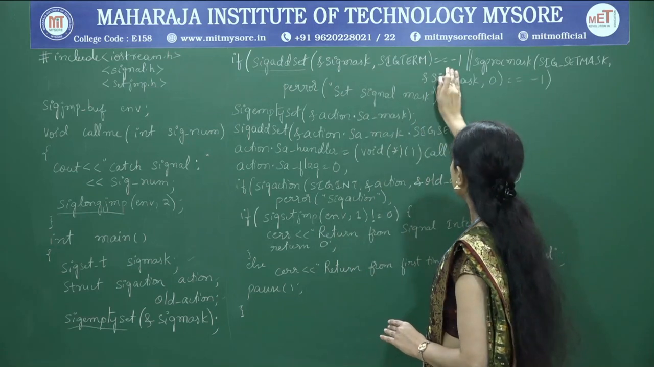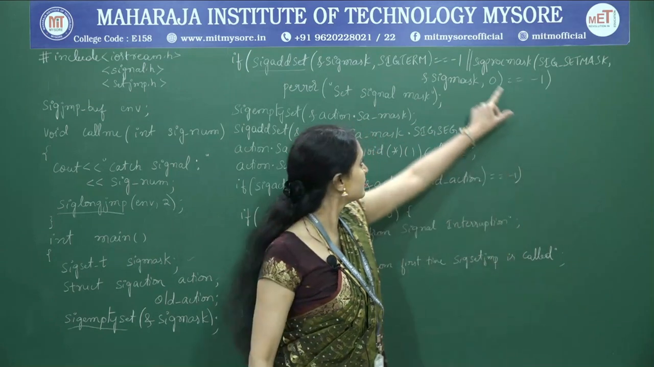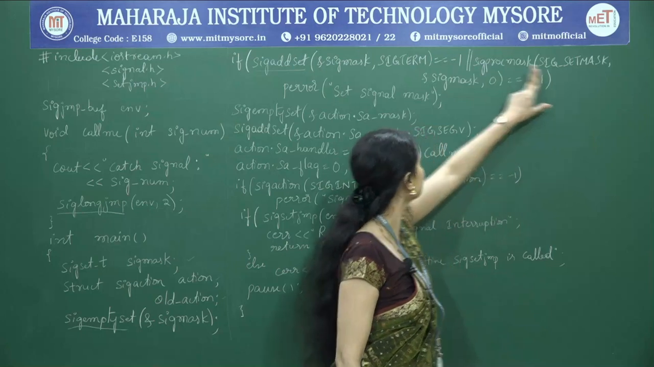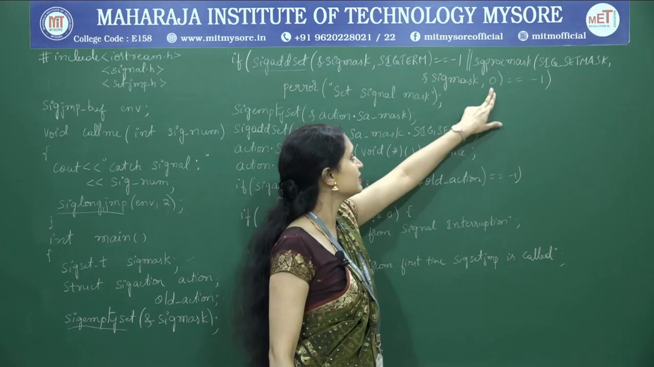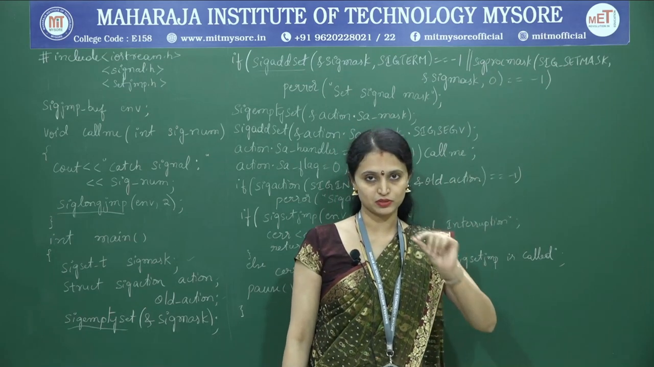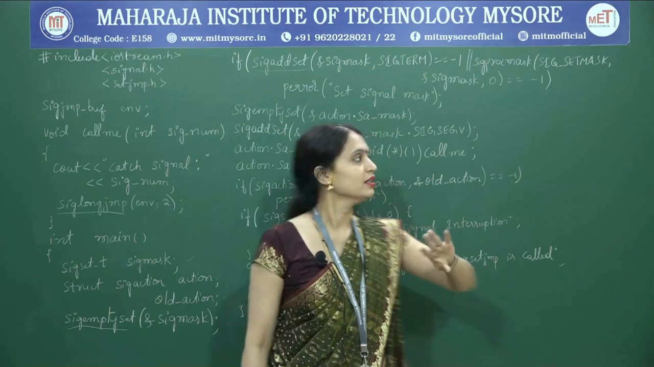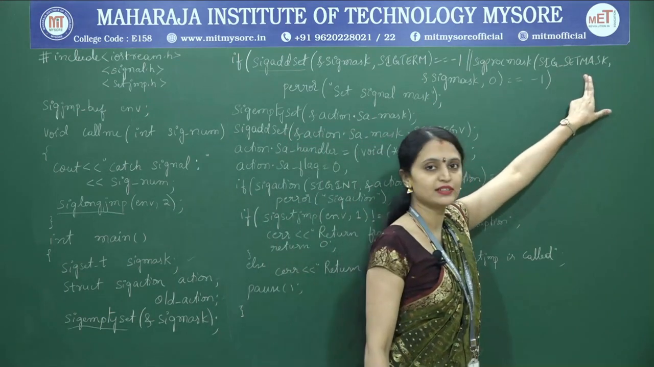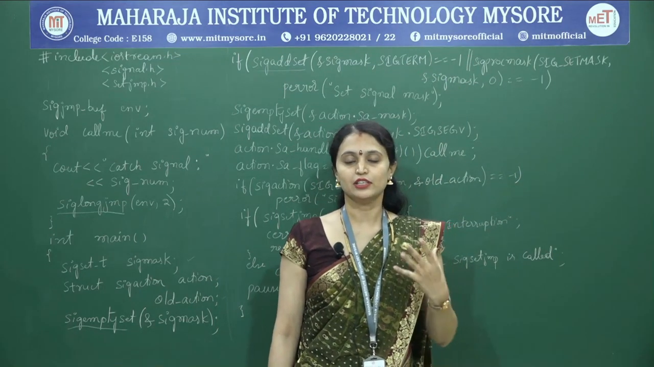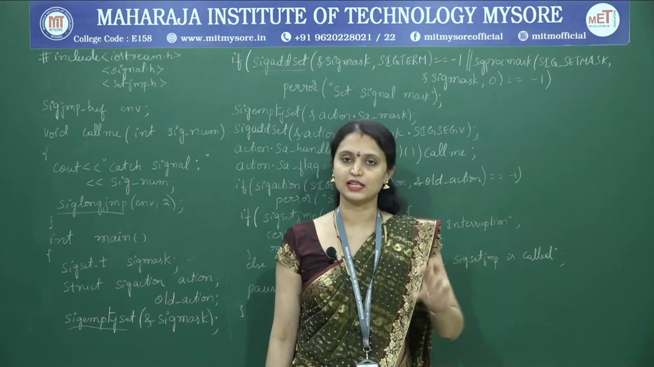So we are just checking the condition here, sigprocmask with SIG_SETMASK and then the signal mask, comma 0. We have already discussed this API, sigprocmask, in the previous session itself. It has 3 arguments. Out of this, the first value specifies that the new signal mask, that means the new set of signals, should be added to the already existing signal mask.